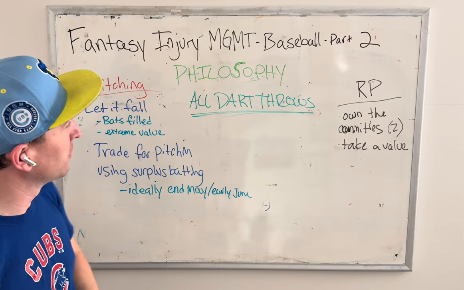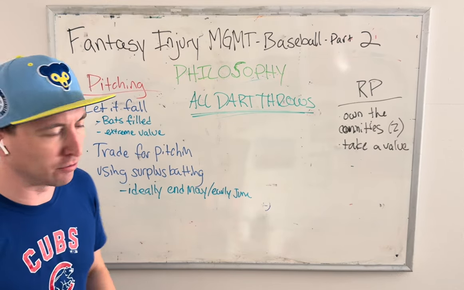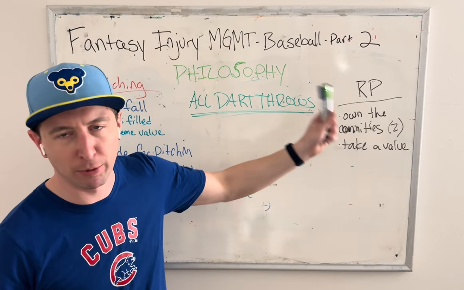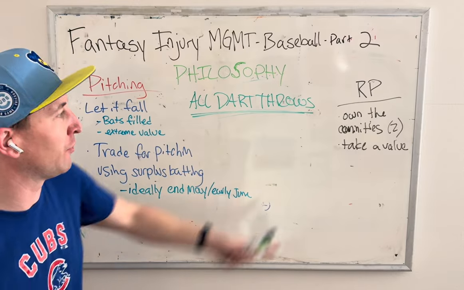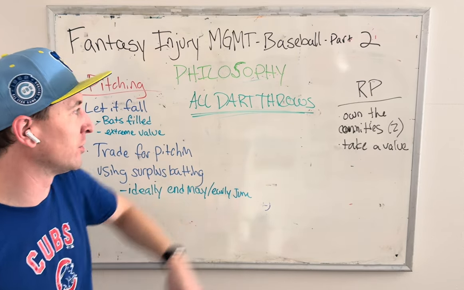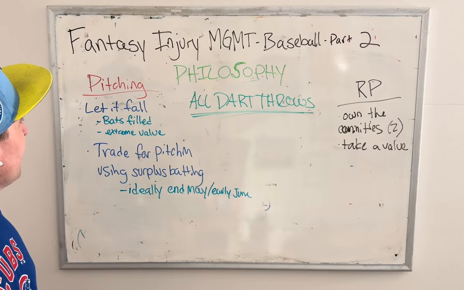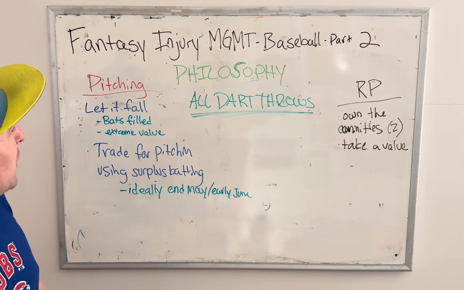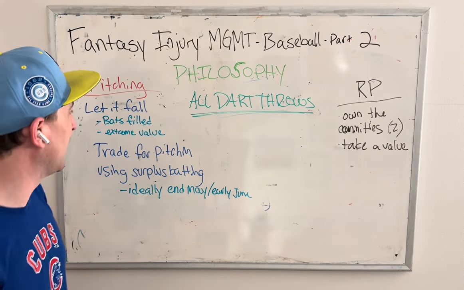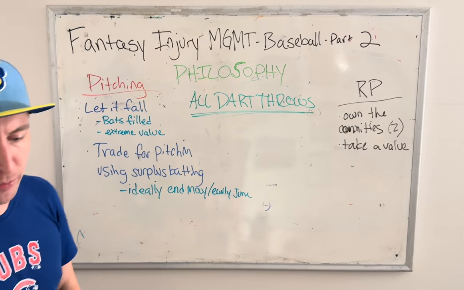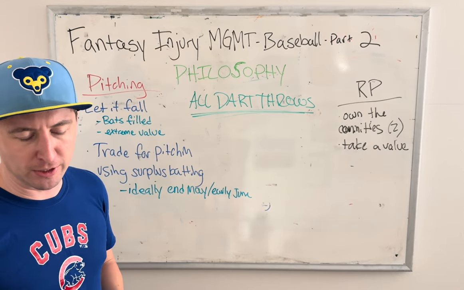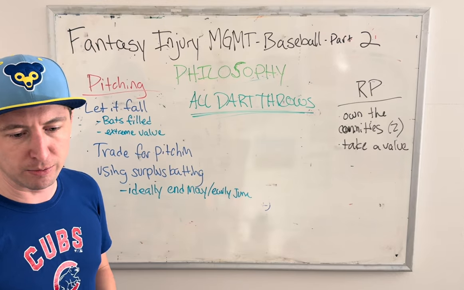Bats first, all dart throw pitchers. Just claim a committee or two. Maybe if you have two good relief pitchers, just get one committee. Try to let pitching fall after your bats are filled, unless there's an extreme value. Trade for your pitching with your surplus batting. That's about it.